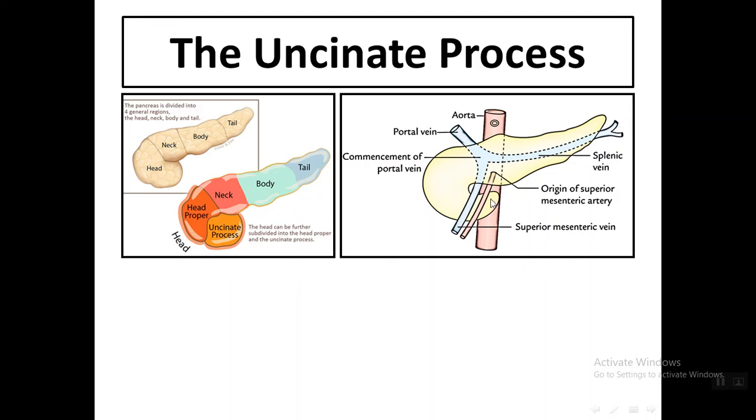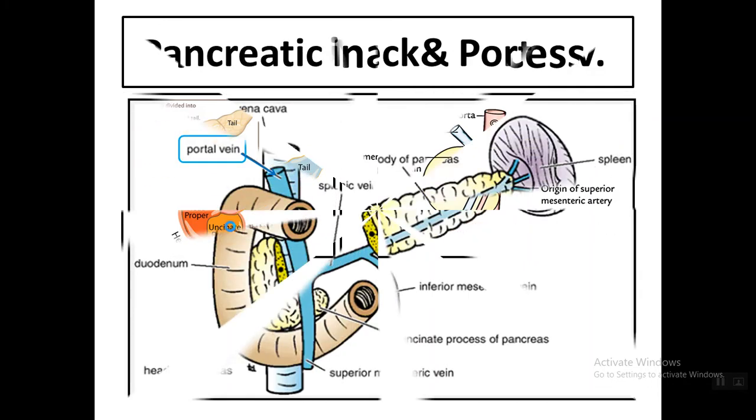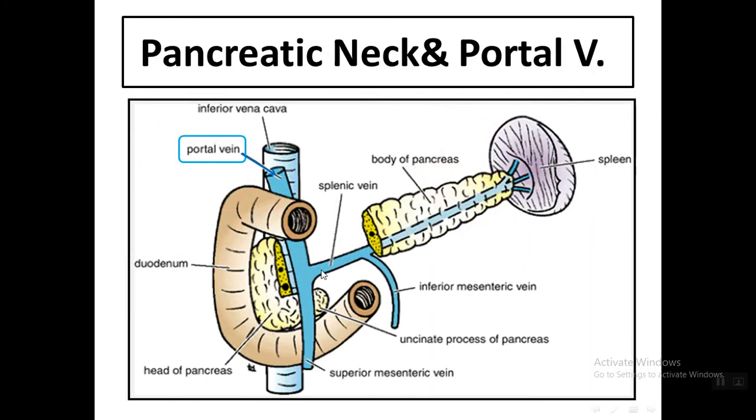Uncinate process, we can see that the superior mesenteric vessels will run in front of it or anterior to it. Superior mesenteric vessels running in front of the uncinate process. As we said before, behind the neck of the pancreas, we have the formation of the portal vein by the union of the splenic vein and the superior mesenteric vein.